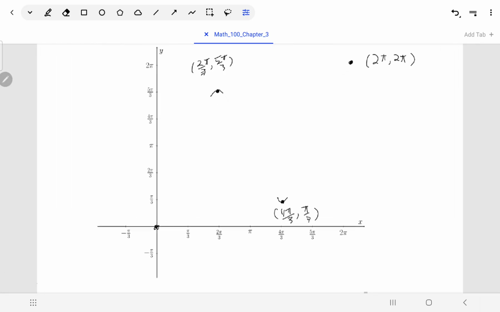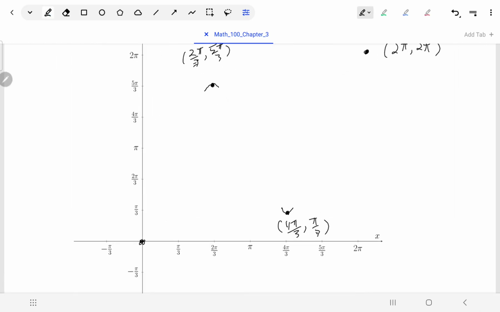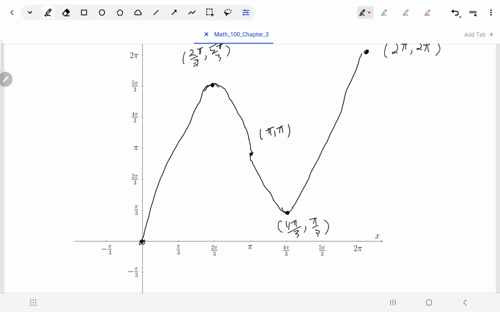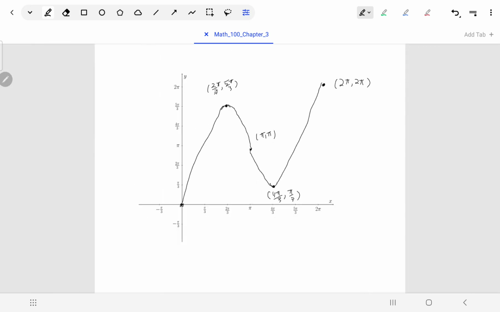I'll just plot that point pi, and then I will continue. So we are going to increase, being concave down until we get to our maximum, and we will then decrease, continuing to be concave down until we get to our point of inflection, and that's at pi. After our point of inflection, we're going to still be decreasing, but we'll now be concave up until we get to our minimum, and we'll still stay concave up, but we're going to increase now until we get to our final value of 2 pi.